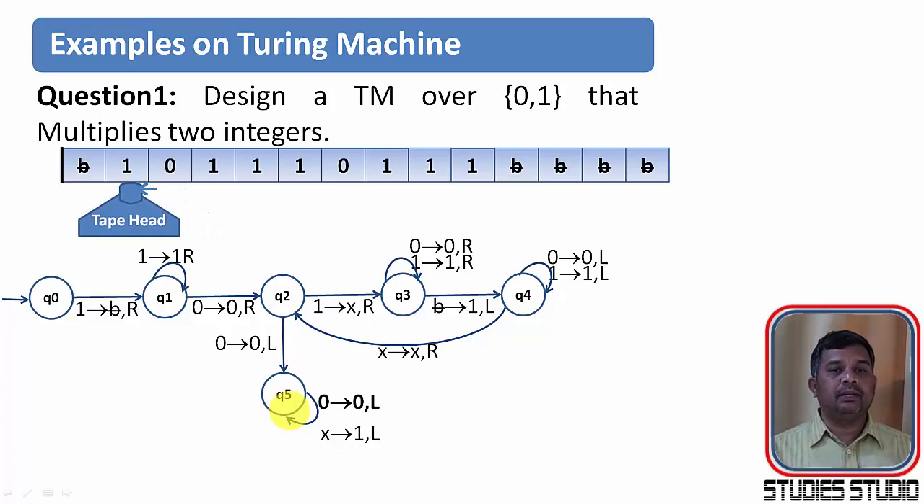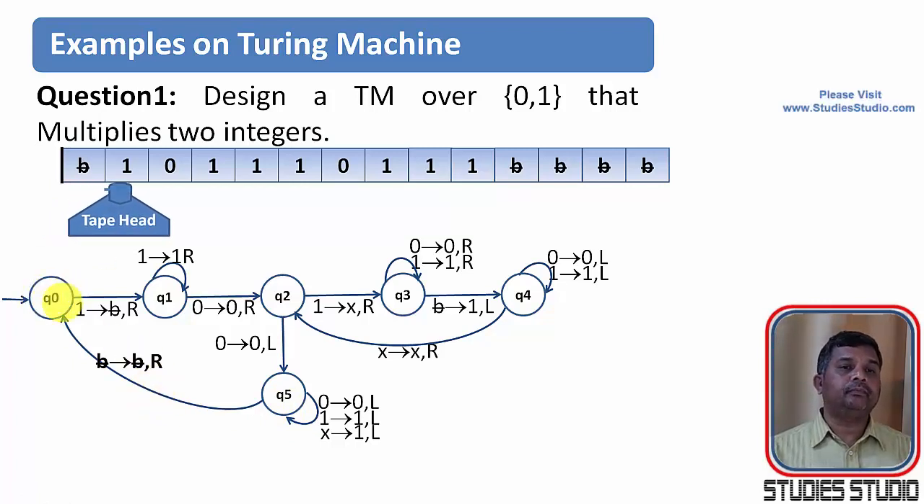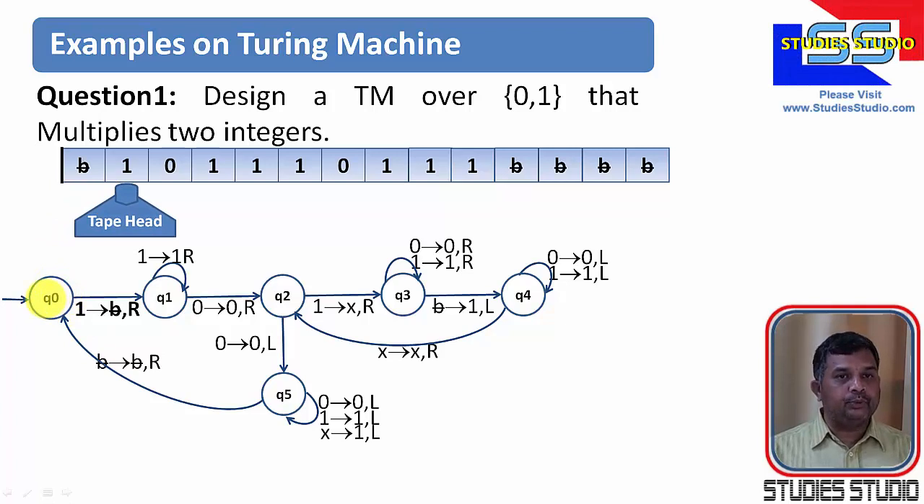The next input symbol is 1. So in place of 1, I will write 1 and move left. How long I will be moving left? Till I get a blank. When I am getting a blank, I will be writing blank onto it and move right. Now I am at state Q0 and the input symbol that I am getting is 1. So for this one also, these steps I need to repeat.